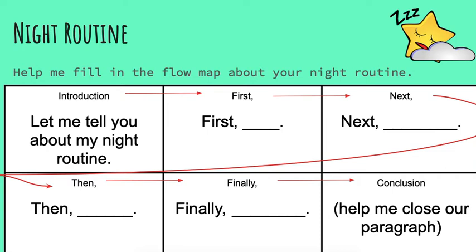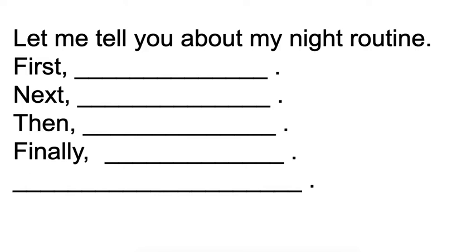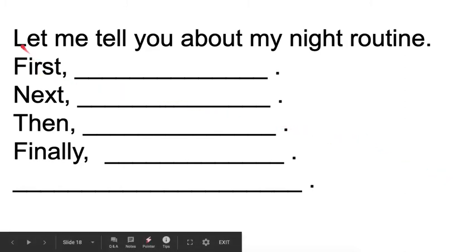When you're done with your flow map, which you can pause the video at any time to finish, you're now going to take it into a rough draft, or I call it a sloppy copy, and then you'll move on and fix it, and then you can do your final draft. It should look something like this. You have your 6 sentences: your introduction, your 4 steps, and then your conclusion. Now you can see I left this blank because I want you to do this on your own.